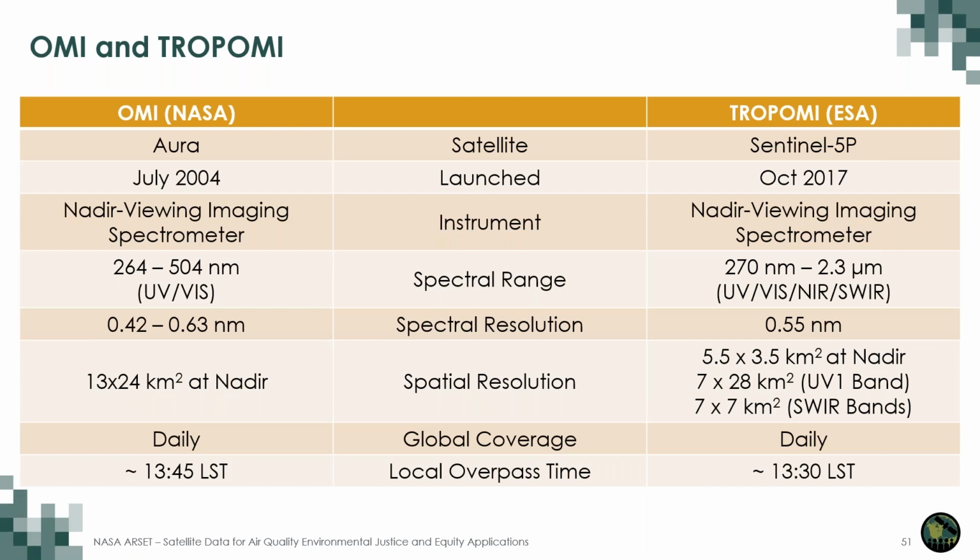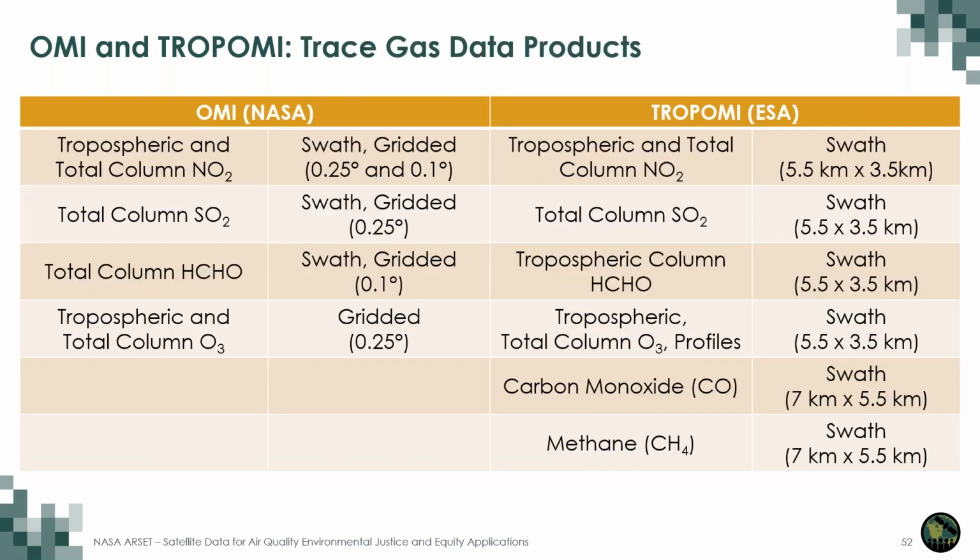On the right, TROPOMI, the Tropospheric Monitoring Instrument, is actually not a NASA instrument, but a European Space Agency instrument launched in 2017 on the Sentinel-5P polar orbiting satellite. In many ways, it's a successor to OMI with two key advances. It has a wider spectral range than OMI, stretching into the near and shortwave infrared, as well as a much higher spatial resolution, as I showed on an earlier slide, of about 5 to 7 kilometers per pixel for many of its bands, compared to the 13 by 24 kilometer pixels of OMI. It also passes overhead in the early afternoon.